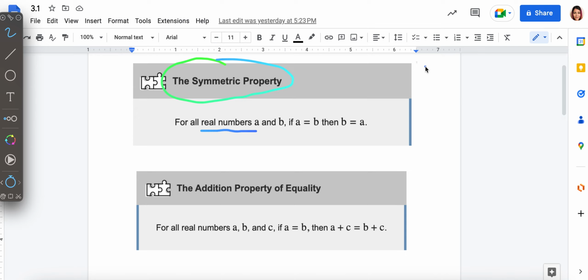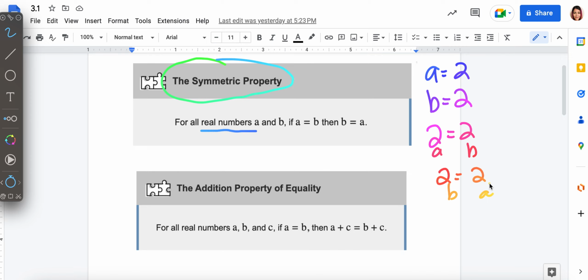Basically, if I say A is 2 and A equals B, that means B has to equal 2. So 2 equals 2, or A equals B, B equals A. If we state that A equals B, then it doesn't matter the order I say it in. Doesn't matter the order, okay?